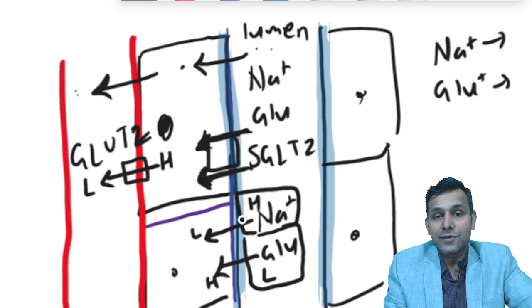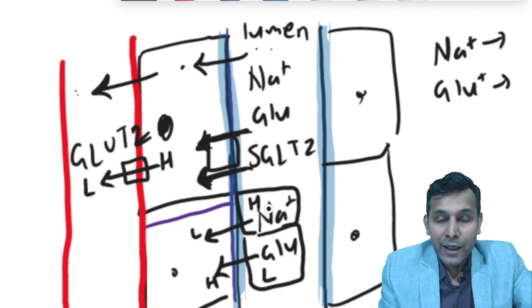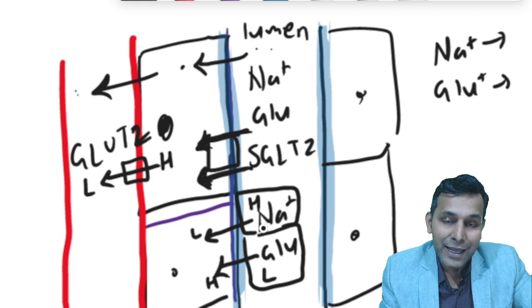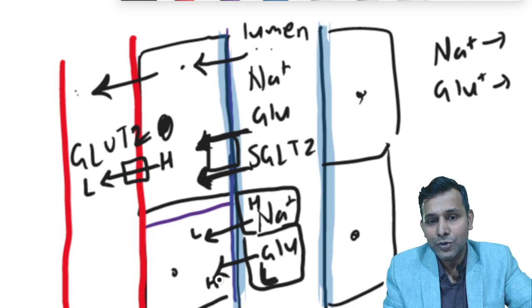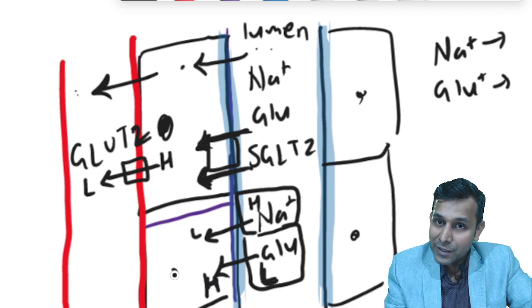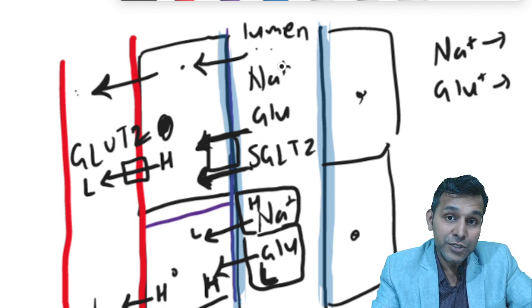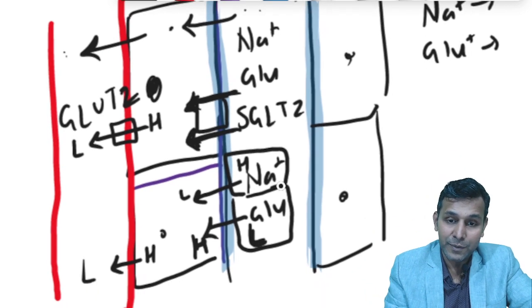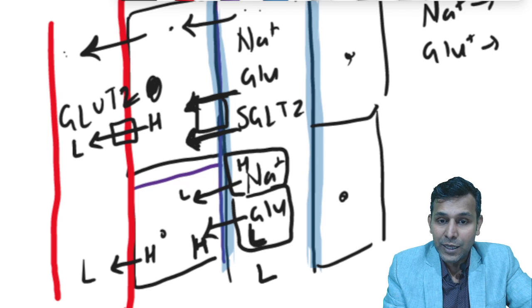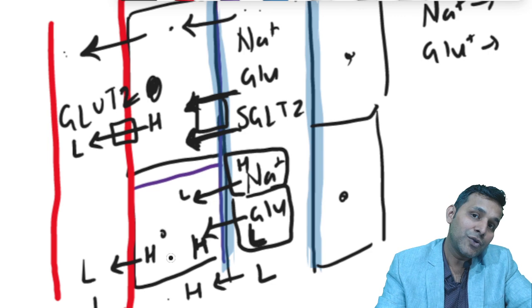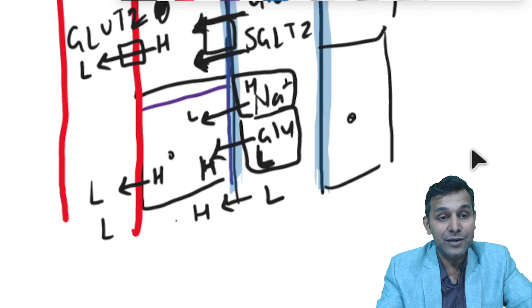So sodium is transported, and along with the sodium, glucose is also transported. So using sodium's help, glucose is transported from lower concentration to higher concentration into the cell, and from the cell it is transported to the blood from higher concentration to lower. In this way, always remember, the distribution of glucose in the tubular cell is: lumen to cell low to high, and cell to blood high to low.